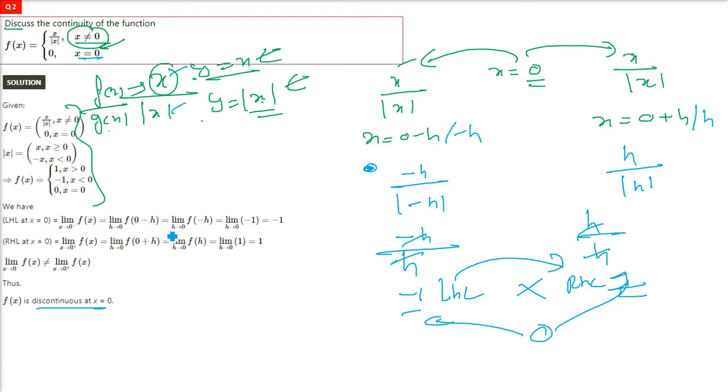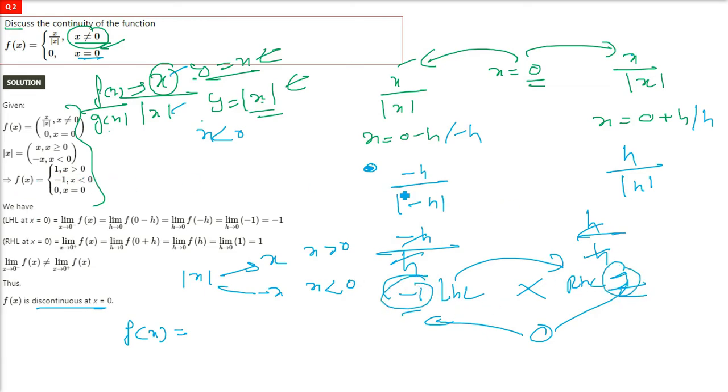But if you want to write more, because you can elaborate the things every time just to please your examiner, then what you can do? Mod x is x when x is greater than 0. Mod x is negative x when x is less than 0. And since the value of f(x) at x greater than 0 is 1, we have found out, at x less than 0, we have found out it as -1. At x equals 0, it is equal to 0. That also we have shown, right? So this is how you can write to make your solution more effective. This is how we do the things.